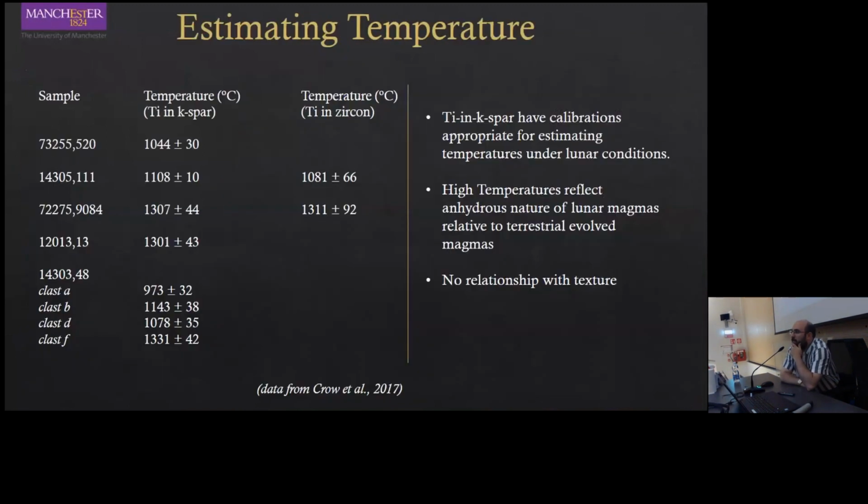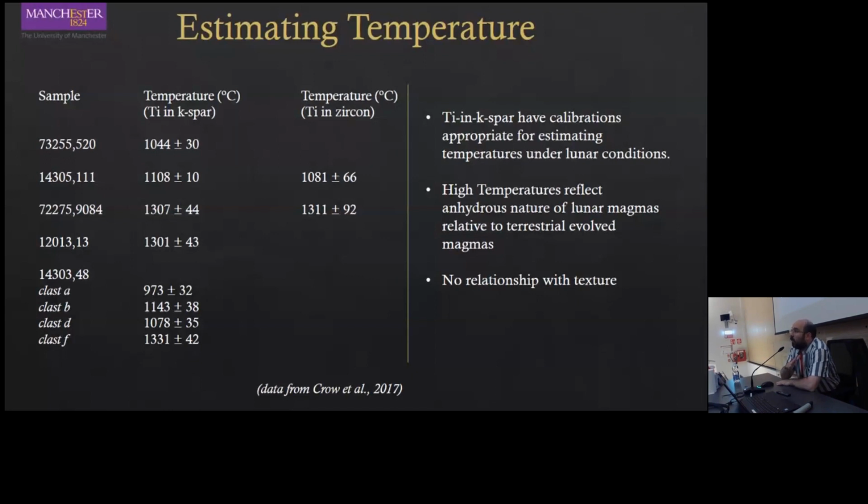So in terms of estimating temperatures then, what can we say? Basically, we're quite restricted in terms of the thermometers and the barometers we can use because of this quite limited mineral assemblage. But luckily, we can use a titanium in potassium feldspar thermometer. It's got some calibrations appropriate for lunar conditions to try and estimate the temperatures. So in total, for this initial study, we've got some more samples that hopefully we'll be analyzing at some point, but we looked at 5 samples. One sample had a bunch of different clasts in, and we used titanium in potassium feldspar to estimate these temperatures. So they range from 900 odd degrees C all the way up to 1300.